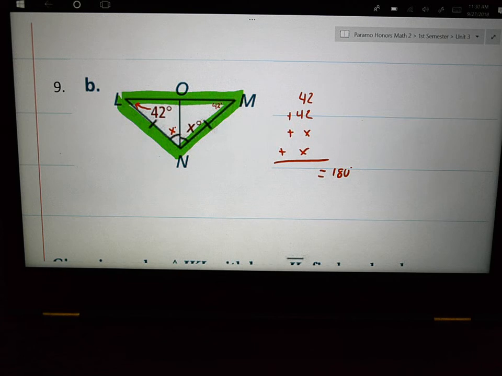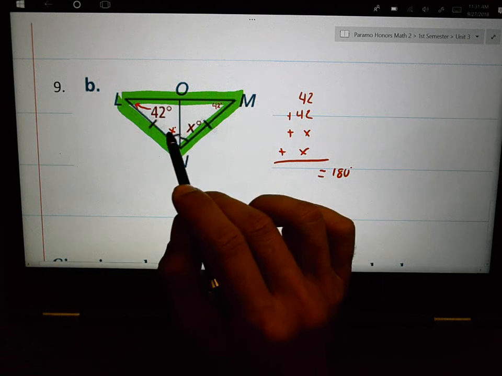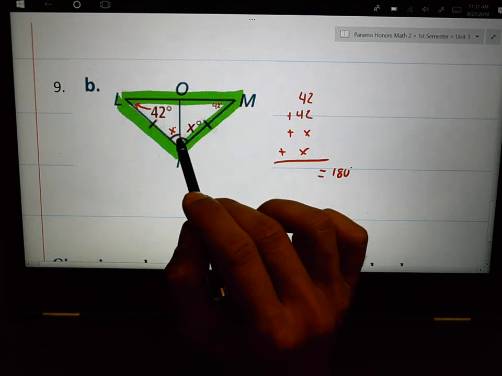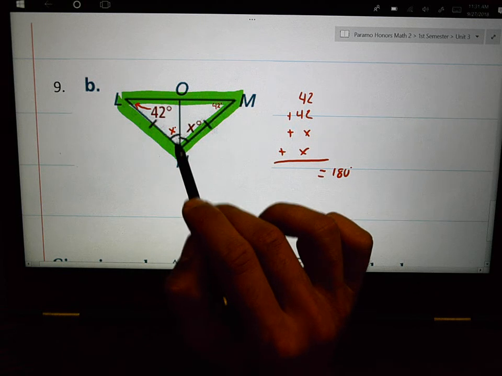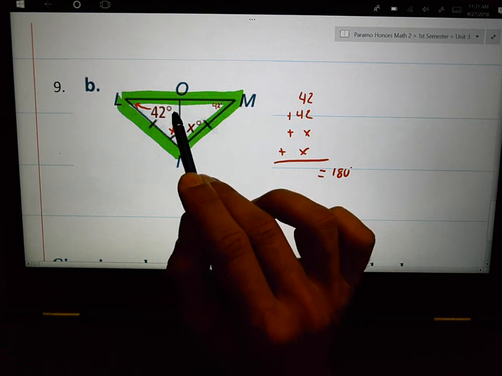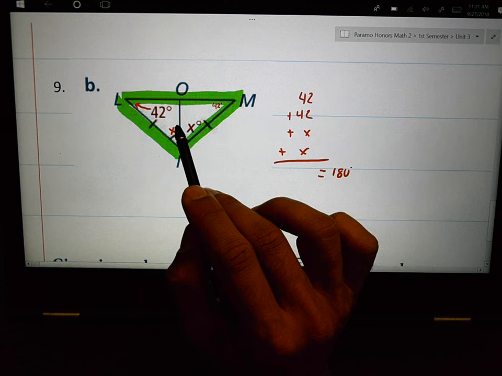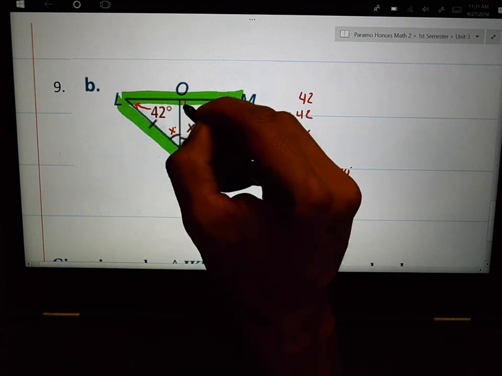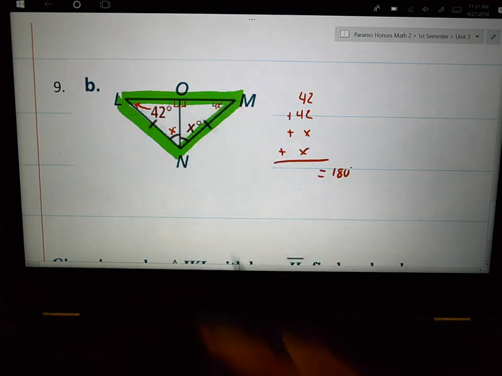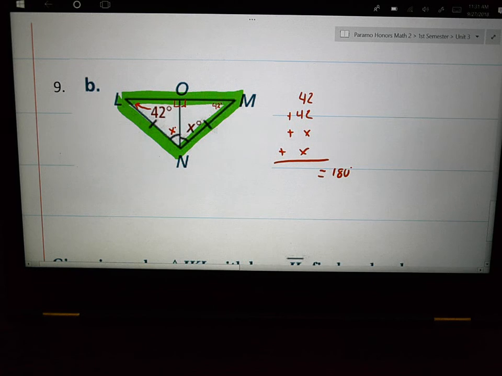Or, if you want, you can use Theorem 22. Theorem 22 says if these two angles are the same, if this is on an angle bisector, then you know it's on the perpendicular bisector, and you can just put a 90-degree angle symbol right there because it's going to be on the perpendicular bisector. It's up to you. I'm going to do it this way just because that's what came first to my brain.